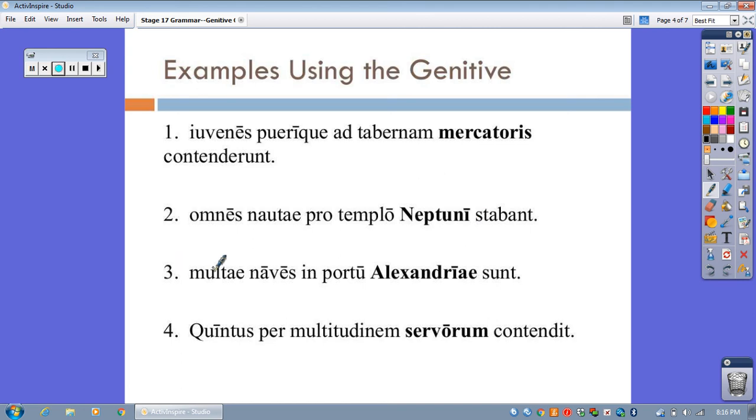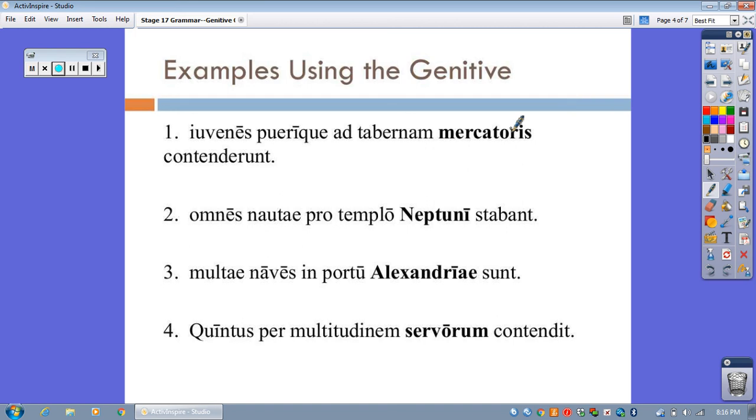How about number 3? Multae naves in portu Alexandriae sunt. There are many ships in the port of Alexandria, or in Alexandria's port would be another way of saying it. And here, Alexandriae, we have a first declension genitive singular noun. And finally, look at number 4. Quintus per multitudinem servorum contendit. Quintus hurried through the crowd of slaves. ORUM, genitive plural, second declension.